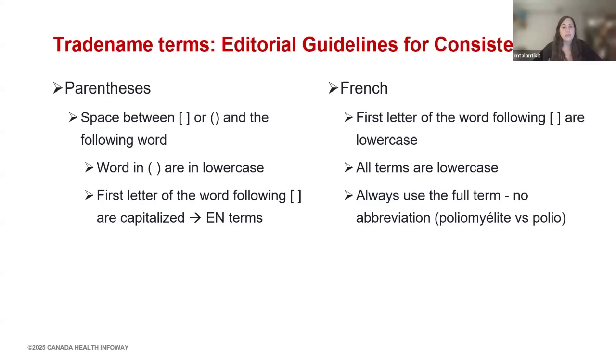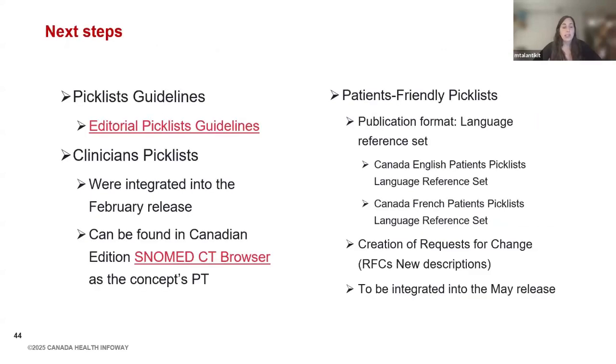Next slide, please. So now for the next steps, we created some pick list guidelines to document any decisions that were made during the process and by the working group. They're still ongoing because we're still going to publish the patient-friendly pick list. Like I mentioned, the clinician pick lists were integrated into the February release, and they can be found in the Canadian edition of the SNOMED CT browser as the concept preferred term.